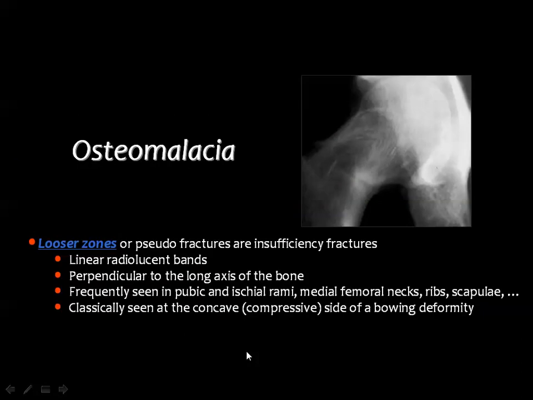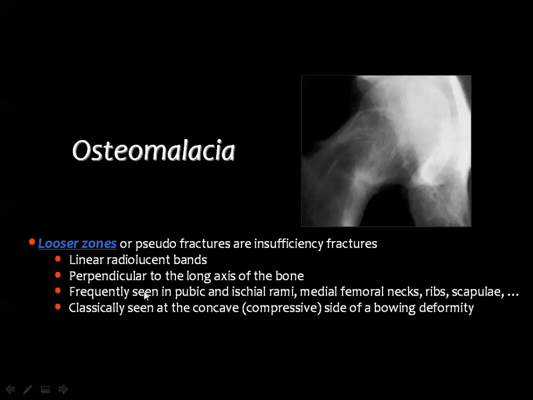And the second major manifestation of osteomalacia is the Looser zone. The Looser zone is a pseudo fracture or an insufficiency fracture, which is typically located at certain points. These points are usually the concave or compressive side of a bowing deformity, and are frequently seen in the pubic and ischial rami, the medial aspect of the femoral neck, the ribs, and the scapulae.